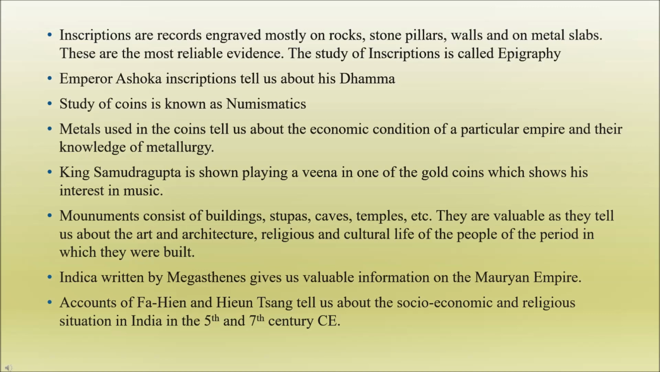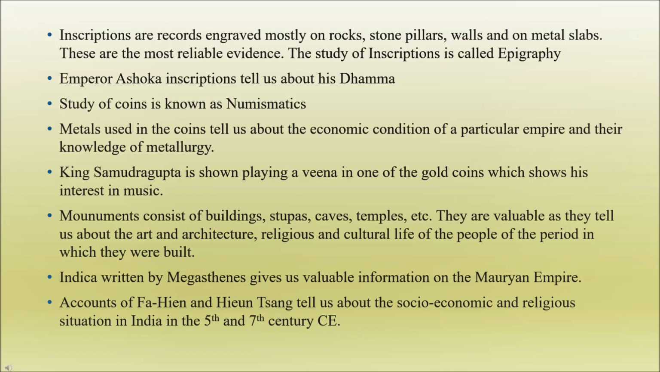Then we see about coins. Studying about coins is known as numismatics, and the metals used in the coins tell us about the economic condition of a particular empire and their knowledge of metallurgy. If you take for example King Samudragupta's coin, in one of the gold coins, King Samudragupta is shown playing a veena. It tells us how much he loved music, his interest in music.